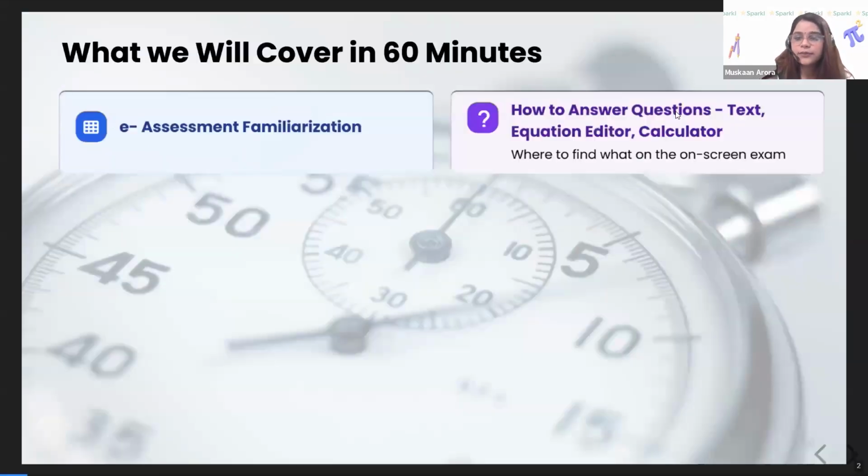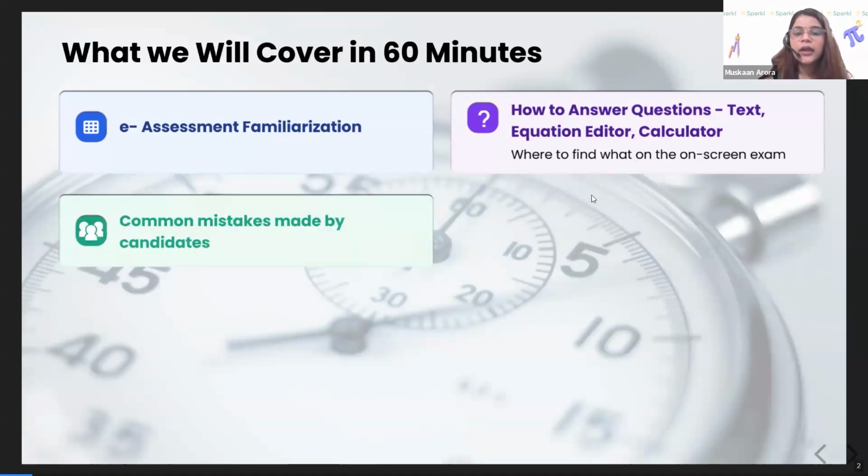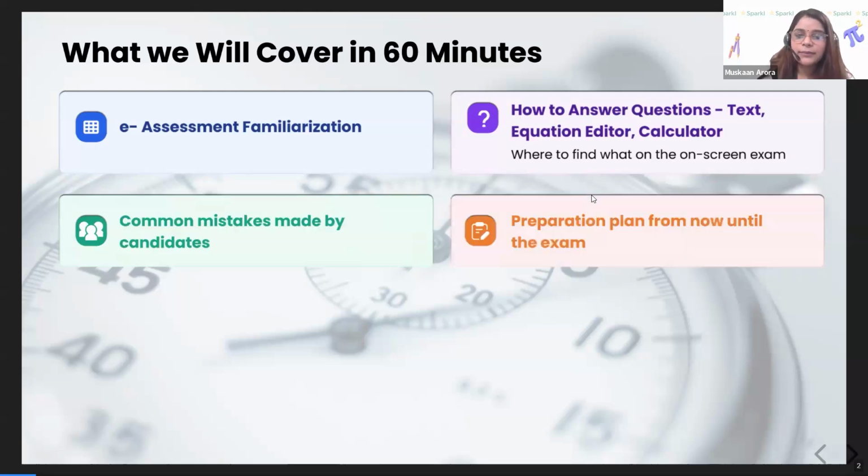So during the 60 minutes, we will first try to do some e-assessment familiarization, and then we will focus on how to answer questions using the equation editor, the calculator, and so on. We will discuss some common mistakes made by the candidates and a preparation plan from now until the exam. So let's get started.